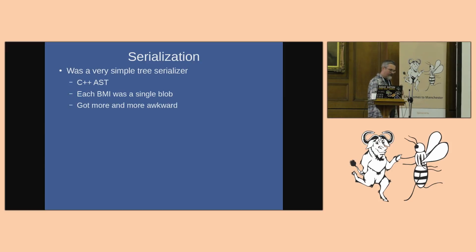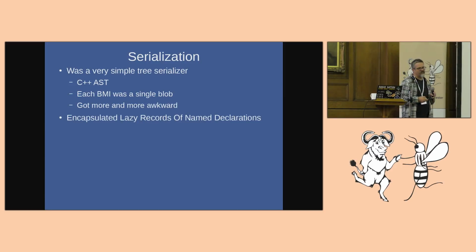Anyway, I was thinking about this and said, okay, I need some kind of file format where I can have separate blocks of data, and I can index them and page them in as I need to. And I thought, yeah, I know a format that does that. But then I thought, not every system has that. So I designed this format, encapsulated lazy records of named declarations, because I wanted lazy loading, and I'm naming the declarations, that's how they're keyed.